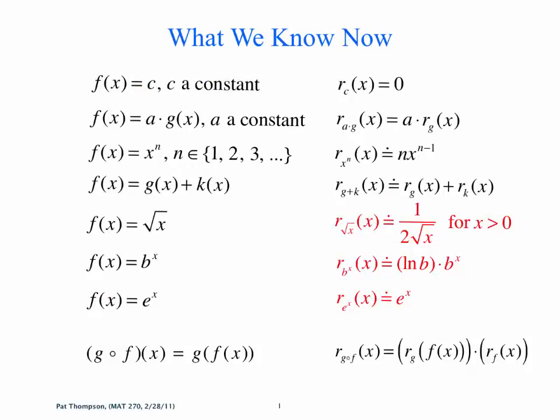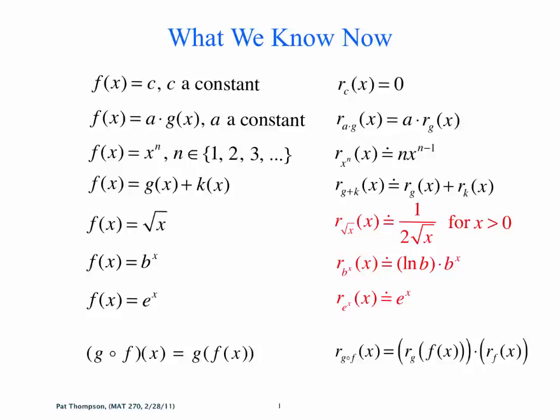So what are we doing right now? We're finding general rules to find closed form rate of change functions from closed form accumulation functions. Okay, and so this is what we have so far. Rate of change of a constant is 0. Rate of change of a constant times a function is that constant times the rate of change of the function.